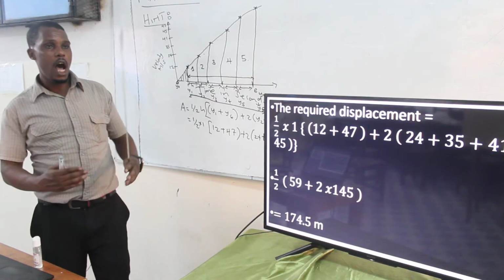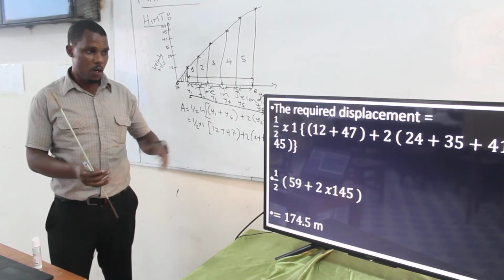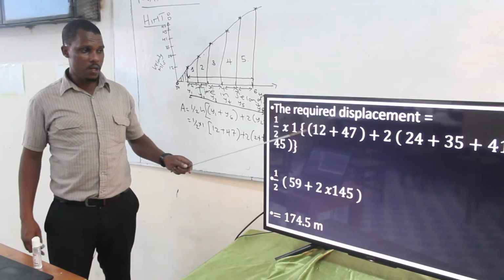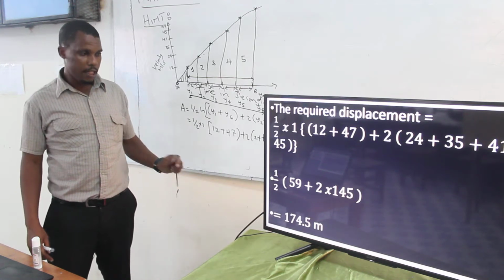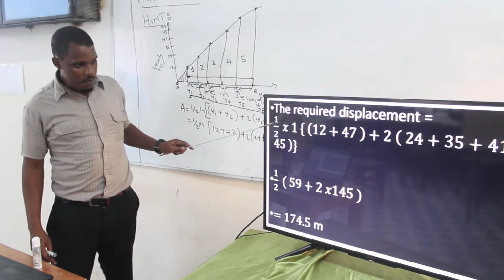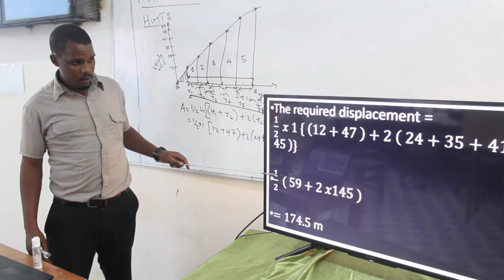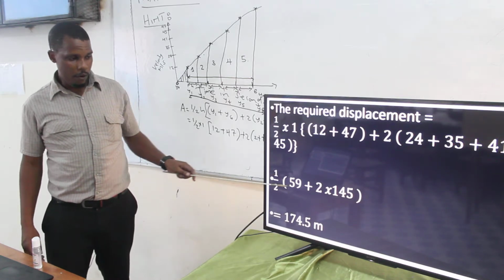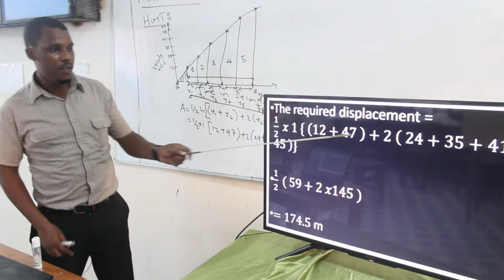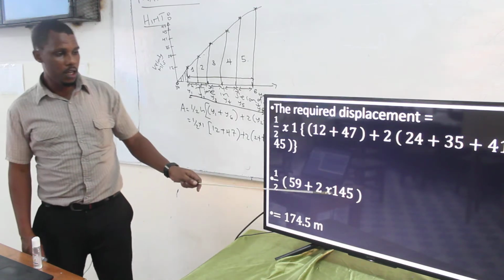For you to be able to now solve it. Now from there is about the simplification. Now see, this is 12 plus 47, you get 59. Or maybe a half times 1 is going to be a half. Then 59. Then from there when you add all these 24, 35, 41, you get 145.